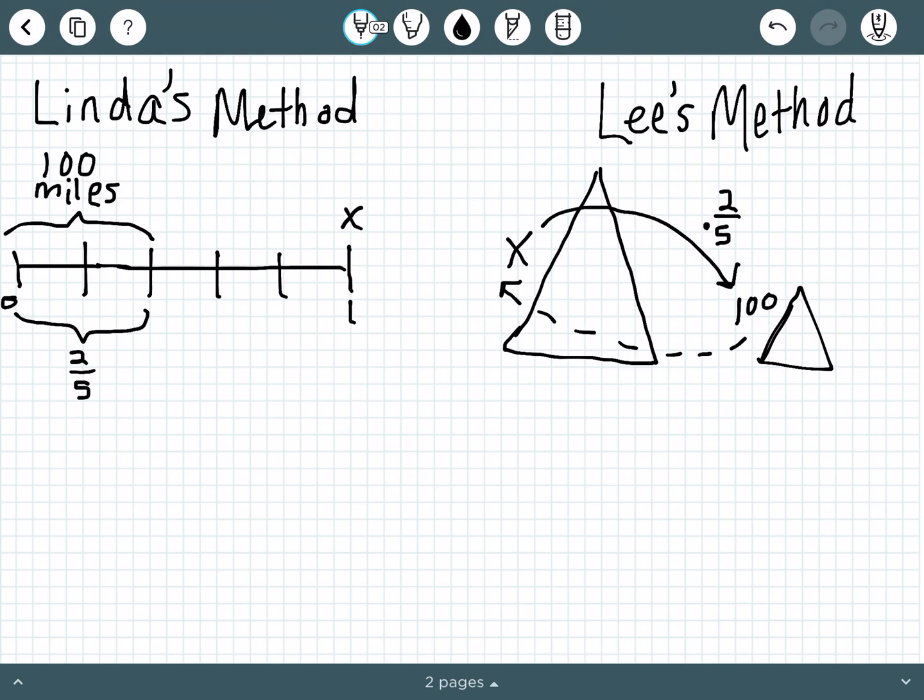Hi everyone, today I'll be working through the problems in lesson 714 with you. So let's take a look at problem 739 first.